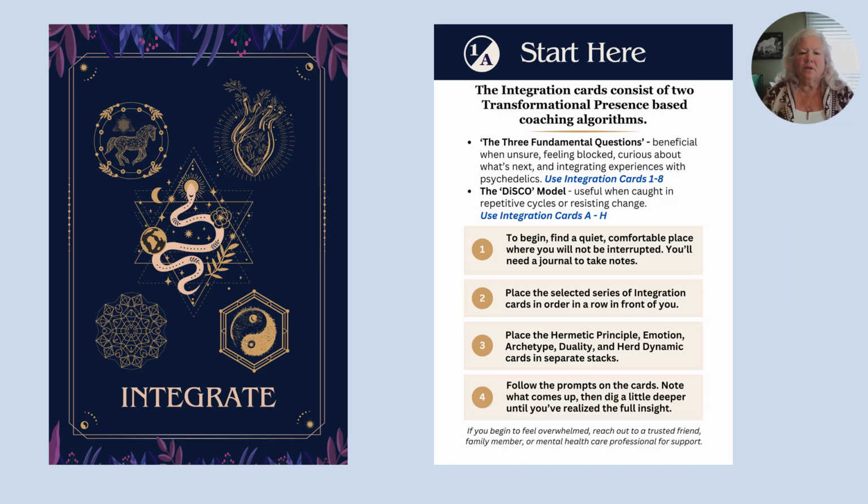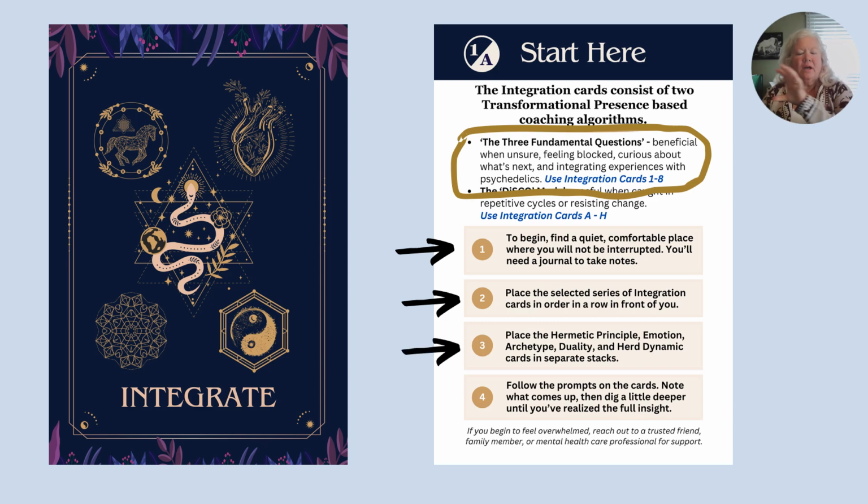So we start here with the algorithm for the 3 fundamental questions. This is on card 1 or card A, and it says start here, so that makes it easy. There are 2 sets of algorithm options listed on the card, and we're going to be doing the 3 fundamental questions. So to begin, find a quiet, comfortable place where you'll not be interrupted, and you'll need a journal to take notes. And then place the selected algorithm in front of you, and then place the other card categories below. And then you just follow the prompts on the cards as you move through the process.